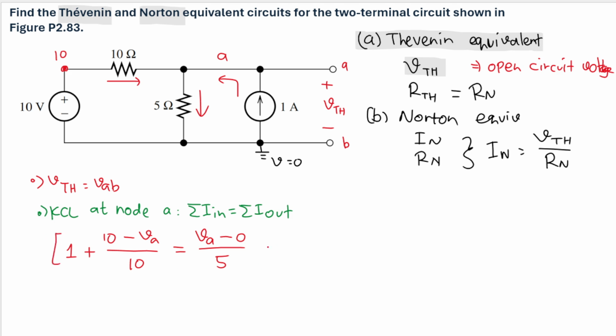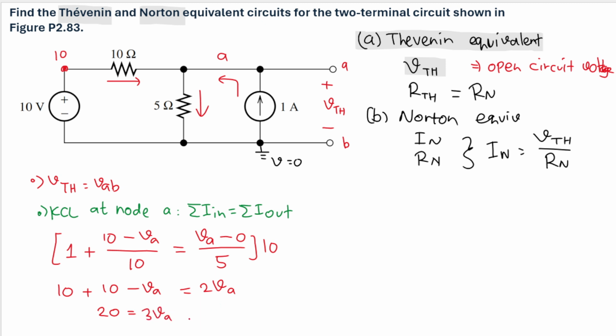Okay, multiply both sides by 10. And we will have 10 multiplied by 1 here, so we'll have 10. And then this one, 10 and 10 will cancel each other, so we'll have 10 minus VA. Good. And then 5 and 10 will cancel into 2, so I will have 2 VA. Good. And now let's add them. 10 plus 10, that will be 20. And then we will have 3 VA.